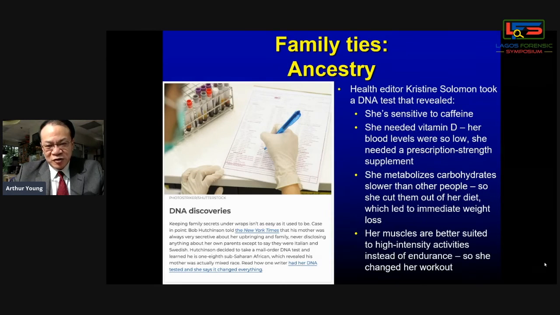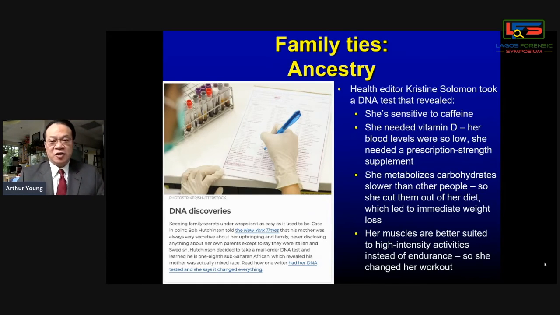Miss Solomon actually consumes quite a bit of caffeine, quite a bit of coffee throughout the day. And because of that, her body is trained to ignore caffeine. She wrote in her article that she can actually drink coffee before going to bed and sleep just fine. They also learned that she needed vitamin D. She had a metabolic deficiency, and so she needed more vitamin D because of an absorption issue. In fact, blood tests showed that the levels were so low that she needed a prescription strength dietary supplement of vitamin D to get back to a normal level.